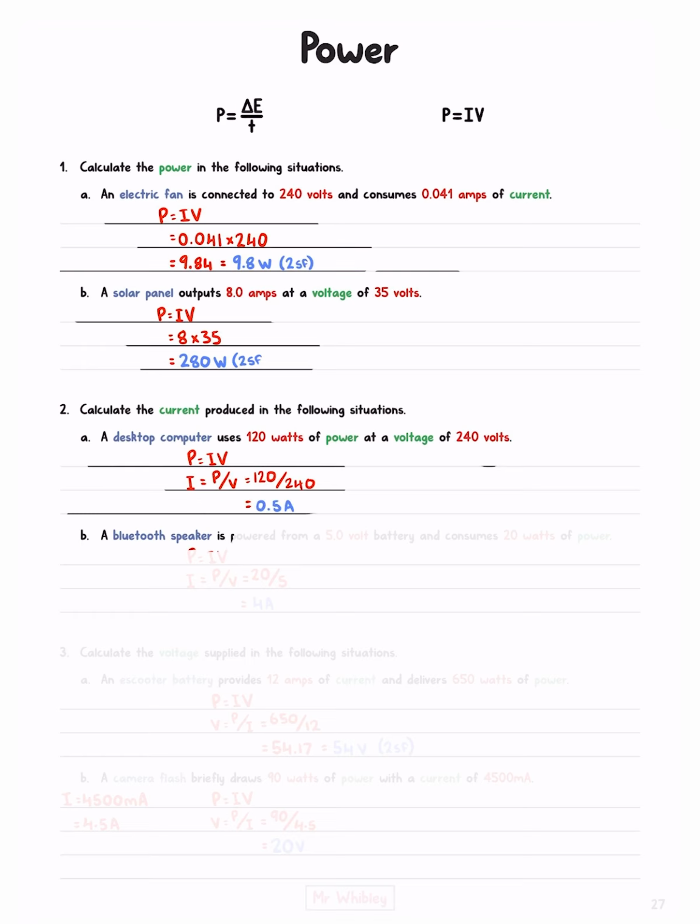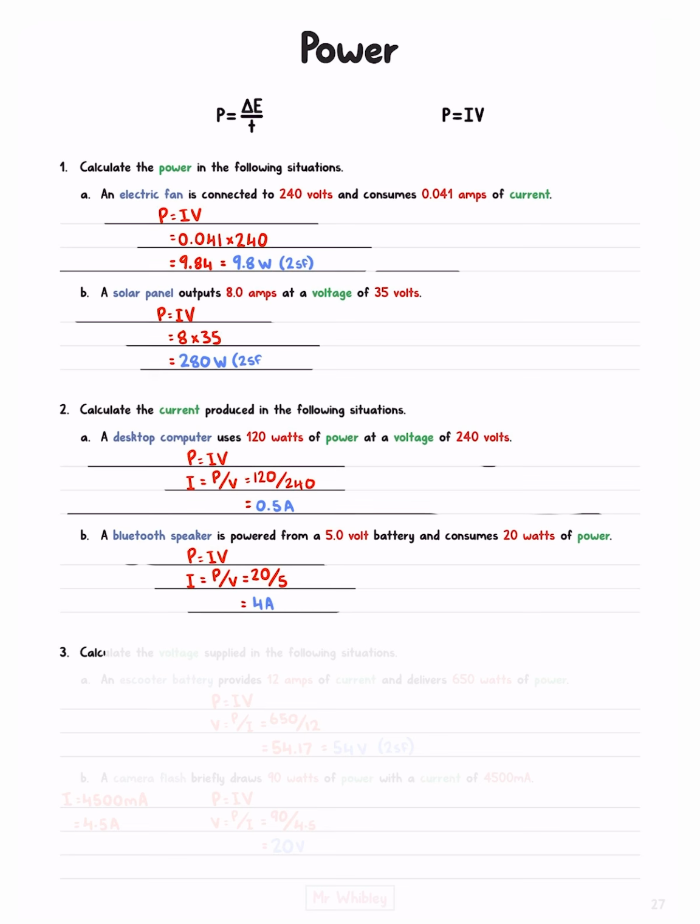A Bluetooth speaker is powered from a 5-volt battery and consumes 20 watts of power. We know that P is equal to IV and I is equal to P over V. We know our power, we know our voltage, and so that gives us 4 amps.